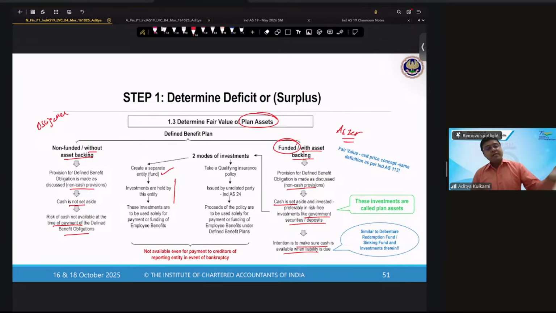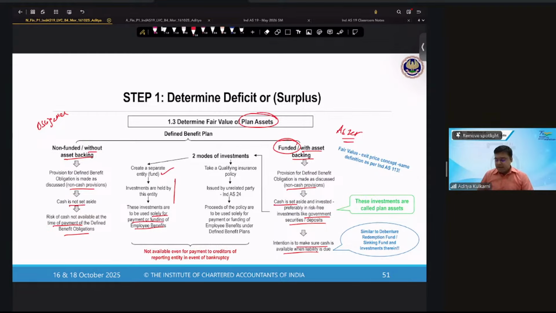Sir, तो फिर हम ट्रस्ट से पैसे निकाल सकते नहीं. You cannot draw the money from the trust for company benefit. That money is exclusively for employees. Those investments are exclusively for employees. These investments are to be used solely for payment or funding of employee benefits. This is one manner of handling the funding.